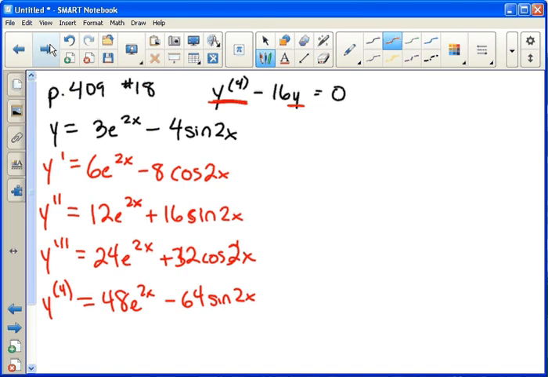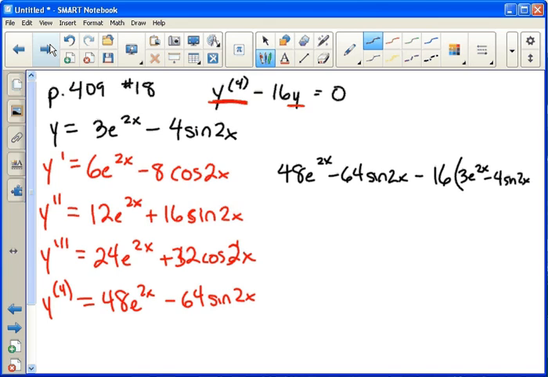What they're arguing is that if we take the fourth derivative, 48e to the 2x minus 64 sine of 2x, and subtract 16 times the original function, 3e to the 2x minus 4 sine 2x, that should all equal 0. Okay, well let's simplify and see if that's true. 48e to the 2x minus 64 sine of 2x minus 16 times 3 is 48. 16 times 4 is 64. And you notice we have two negatives, negative 16, negative 4, so that's positive 64 sine of 2x.